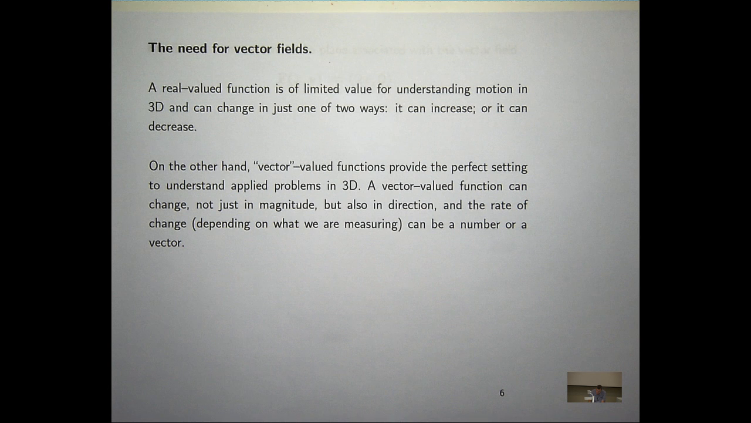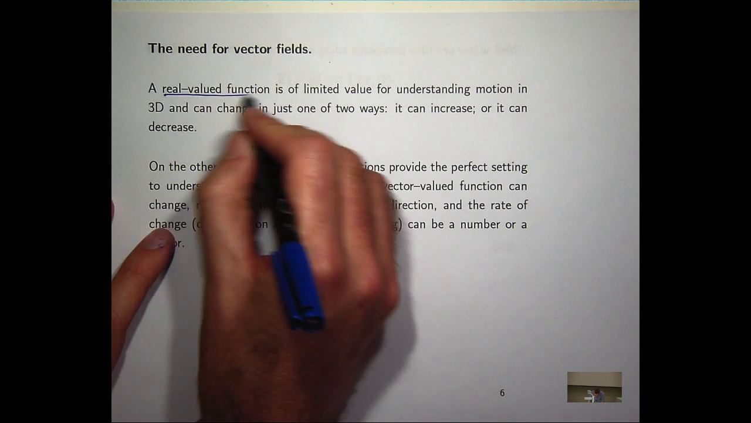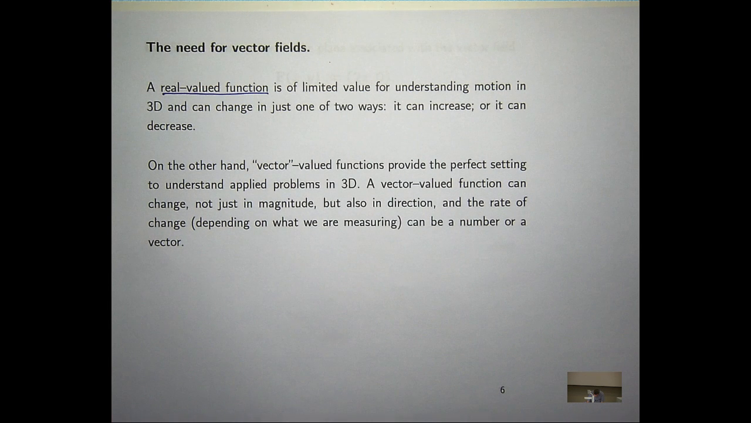All right, so I've given you some idea of how vector fields are useful, but let's just spell it out a bit. One of the important differences between real valued functions and vector valued functions and vector fields is the following. Well, a scalar valued, a real valued function can change one of two ways. It can increase or it can decrease. Right? Or I guess it could stay the same. But on the other hand, vector valued functions are a lot more flexible.